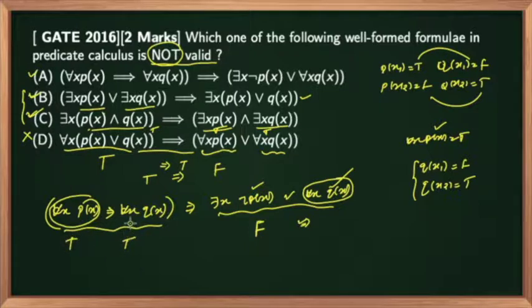So now to make this entire statement true, this side should be true, right? But it says for all x Q of x should be true, and we have already taken that for all x Q of x is false. So you will not be able to make the left hand side true, right? That should be false. So you don't have a truth assignment in which the left hand side is true and the right hand side is false. So A is also true. So which of the following predicate calculus is not valid? The choice D is not valid.